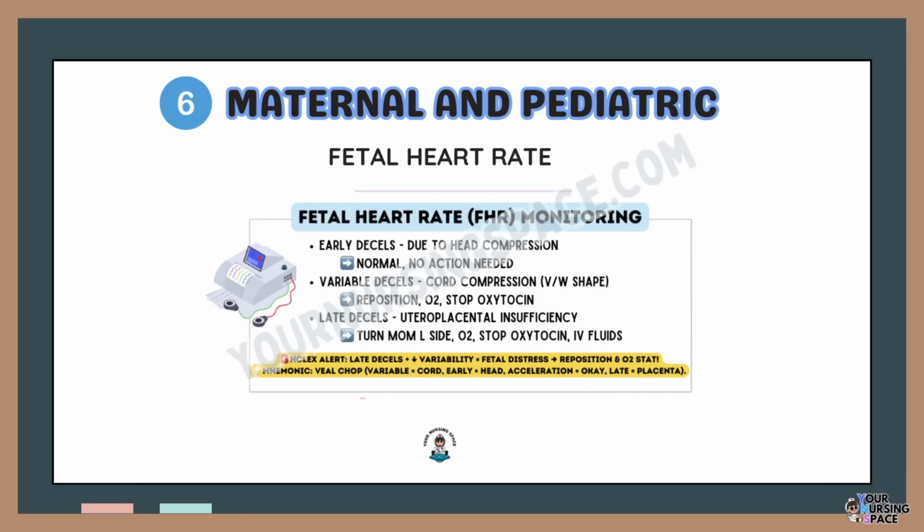Variable decelerations mean cord compression. Reposition the mother. Early decelerations are from head compression. These are benign and expected during labor. Late decelerations indicate placental insufficiency. This is bad, and interventions include oxygen, repositioning, fluids, and stopping Pitocin.